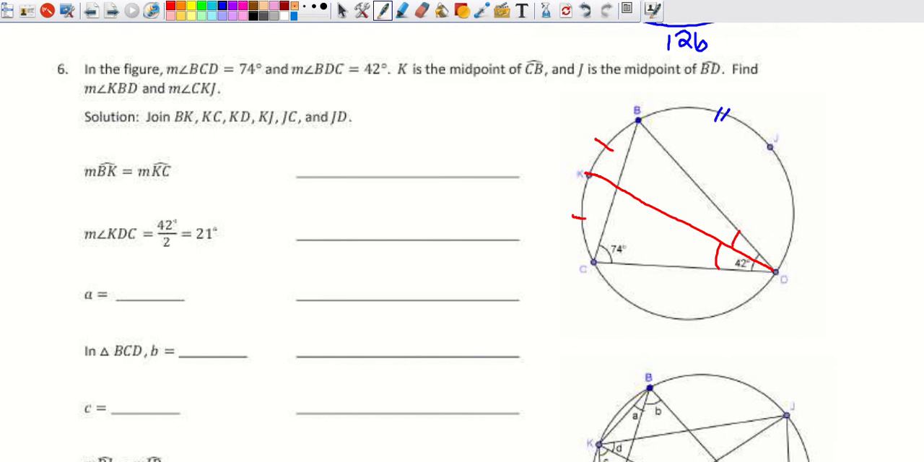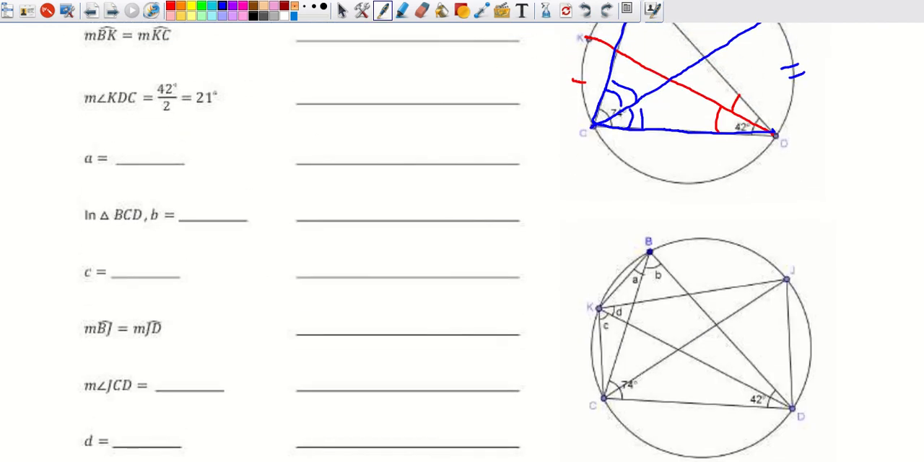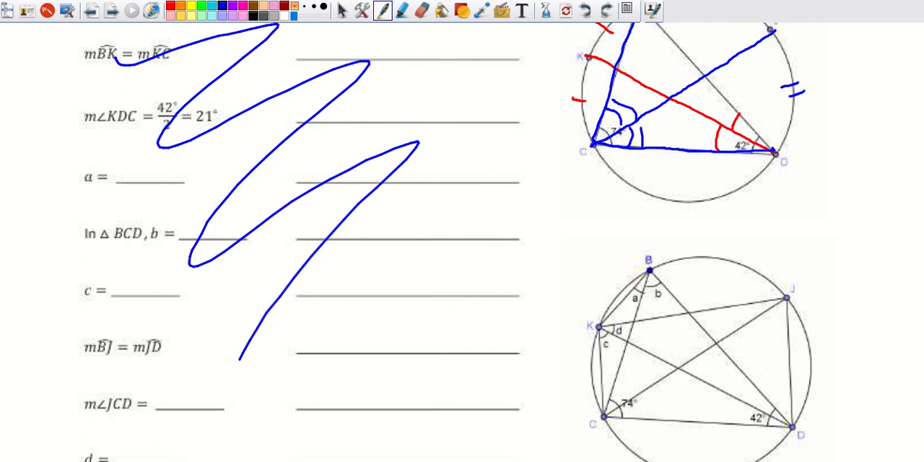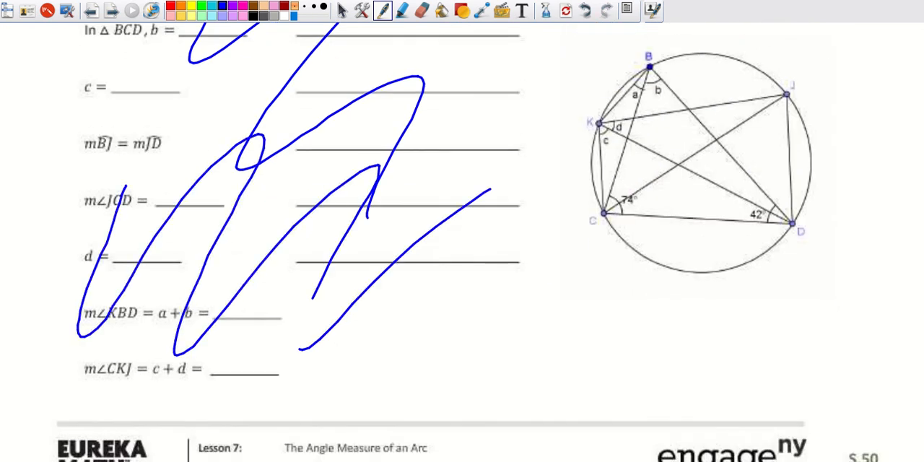Likewise, if J is the midpoint of BD, then this is cutting it in half. So this inscribed angle here, when we draw a line C to J, is also going to bisect this angle. So this is important for getting the rest of these angles. It says to join these lines, which it has done already in the bottom here. Now we are going to ignore this stuff. Our job is to go figure out the other arcs and angles based on the diagram.